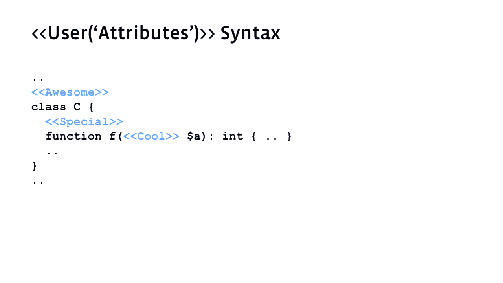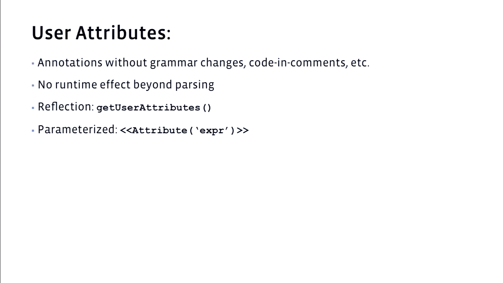And if you're reflecting over this function, you'll be able to figure out that class C is awesome, function F is special, and the parameter A is cool. And what that means is sort of up to the tools that you've built on top of this code. So user attributes allow you to provide these tool-friendly annotations without going to either the extreme of having to change the grammar, update the parser, deal with backwards compatibility, or go to the other extreme where you have code in comments, that comments are actually meaningful and no longer comments.